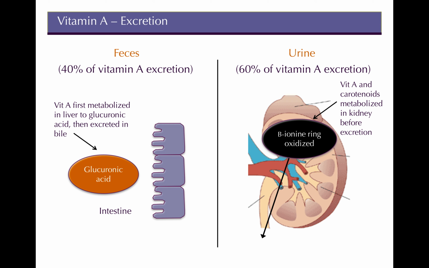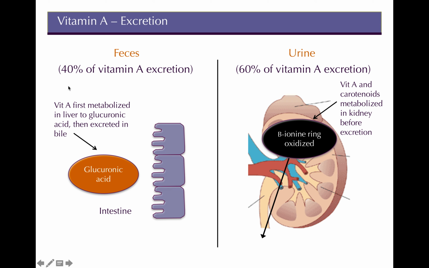So moving on to excretion of vitamin A, most of it is actually still excreted in the urine. If you remember, with the water-soluble vitamins, almost 100% of the time, or most of the time, it was excreted either as metabolites or intact in the urine. In this case, vitamin A and carotenoids are metabolized. The ring structure is opened before it's excreted, and that tells the body that that vitamin A or carotenoid is old enough that the body can get rid of it.